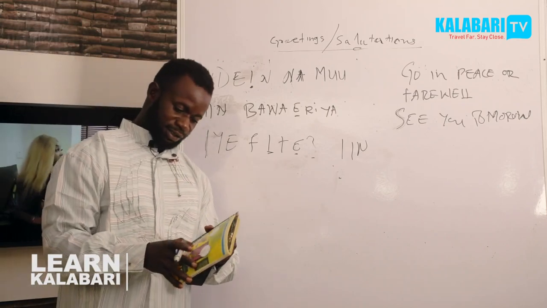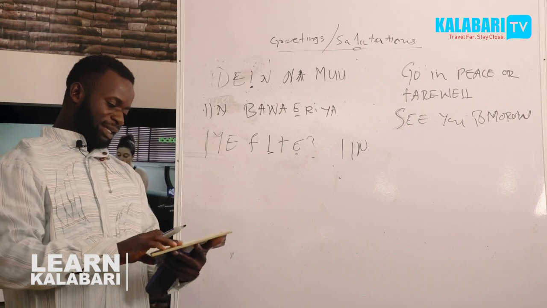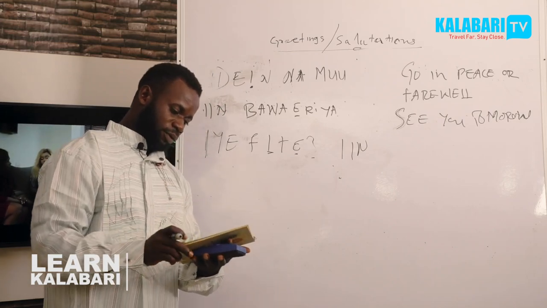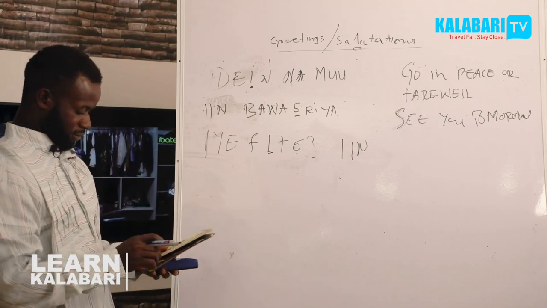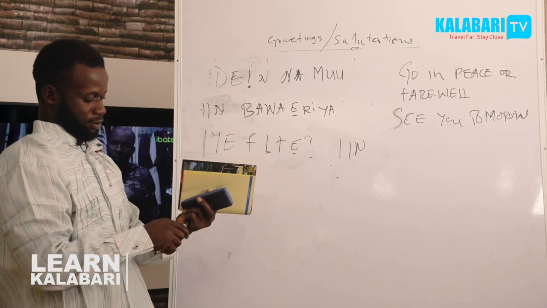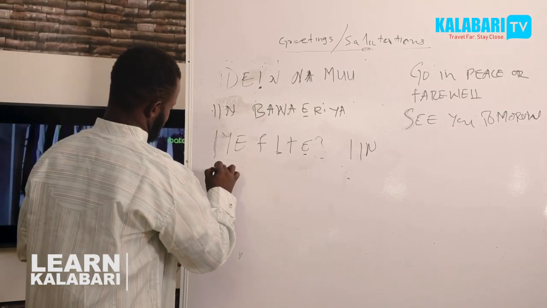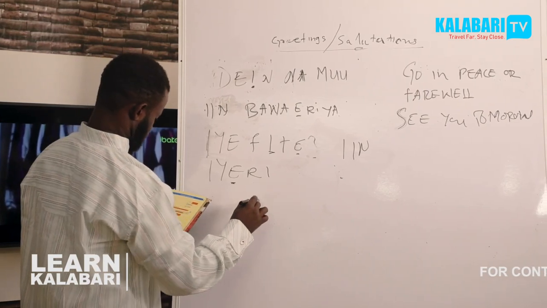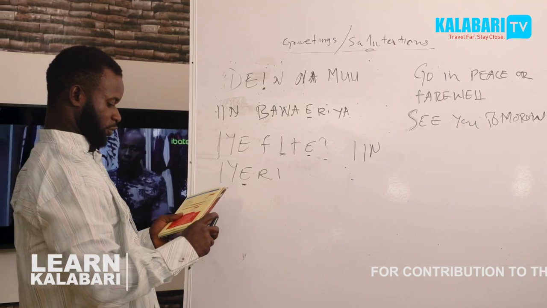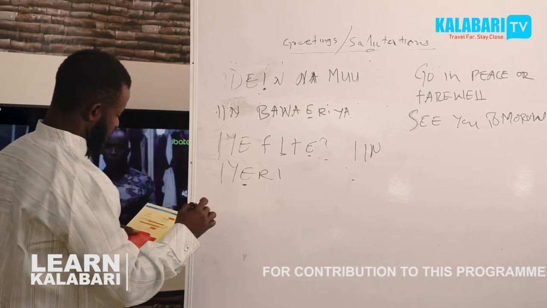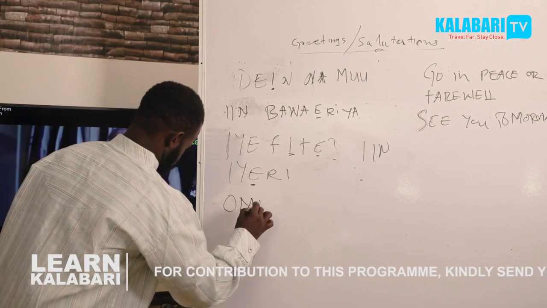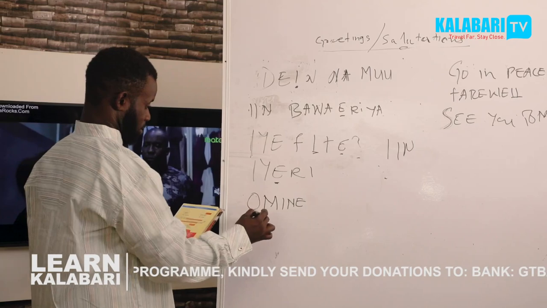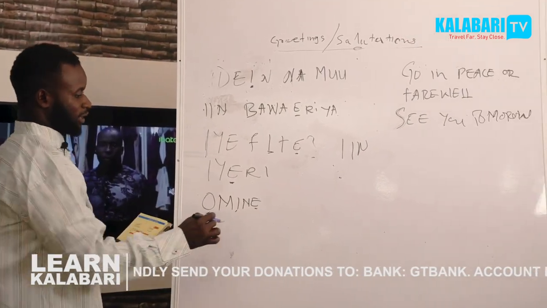So this is the last part of this episode. We're just going to take a little revision on the things we have learned so far. So far, we learned about Eyere, which is the singular form of you. We learned Omine, the plural form of you. We also learned how to pronounce it, how it is inscribed.